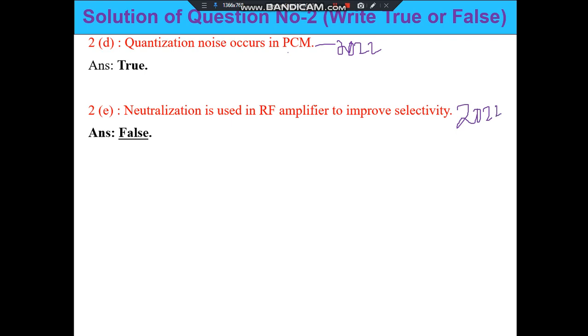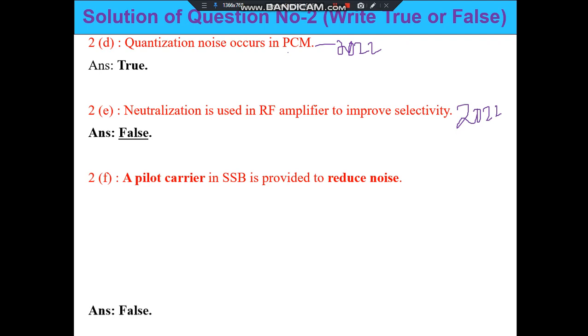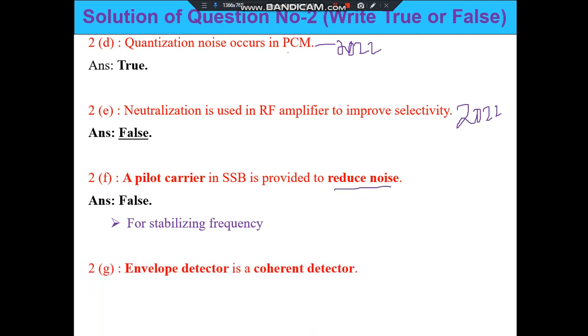A pilot carrier in single sideband is provided to reduce noise. This statement is also false. The pilot carrier in SSB is provided for stabilizing, not to reduce the noise. Next, an envelope detector is a coherent detector. This statement is also false. An envelope detector is an asynchronous detector.